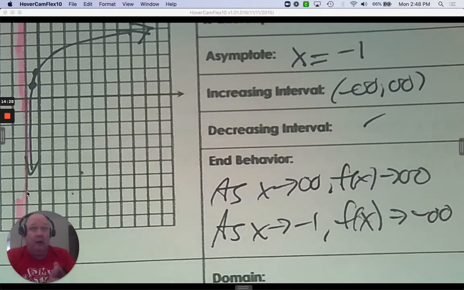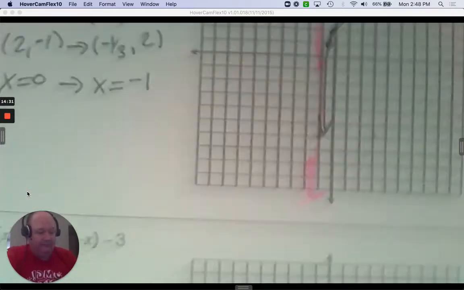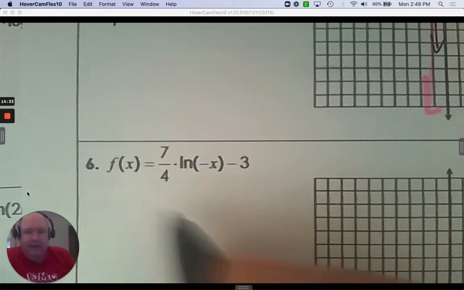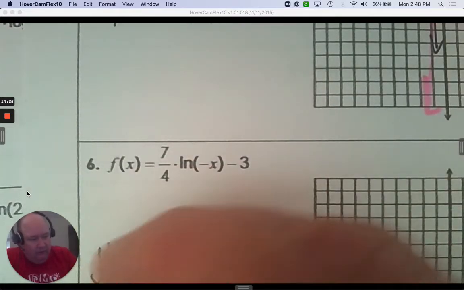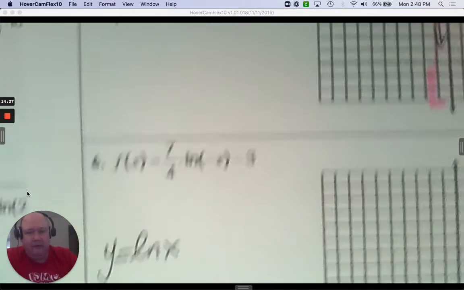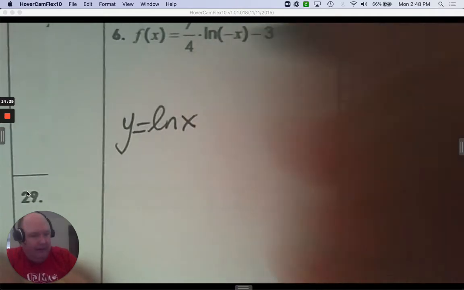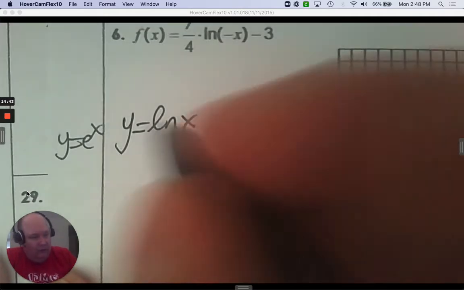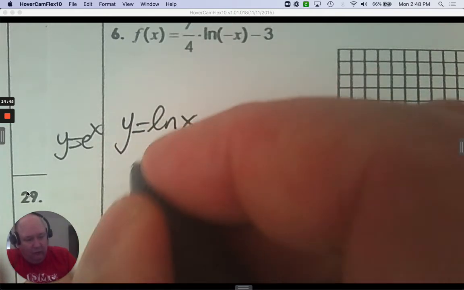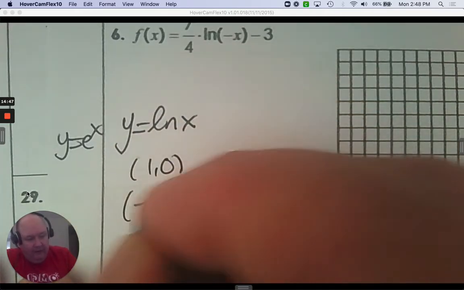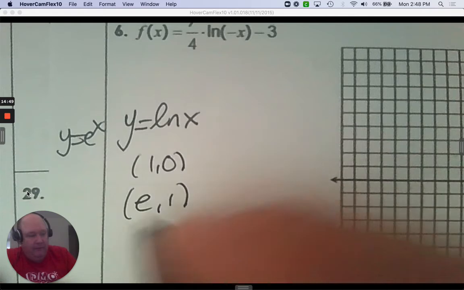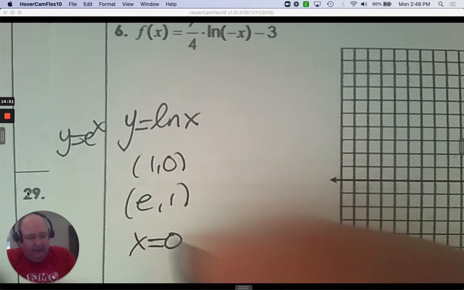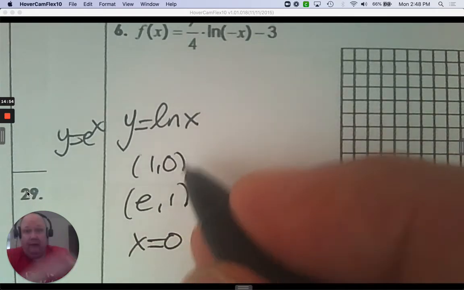All right, one more logarithmic function to graph. Number 6. Identify the parent, which is just ln x. Remember that the inverse of that is e to the x. So if I take the point (0, 1), or (1, e), inverse it, and instead of y equals 0, it's x equals 0. So that's what's on ln x.